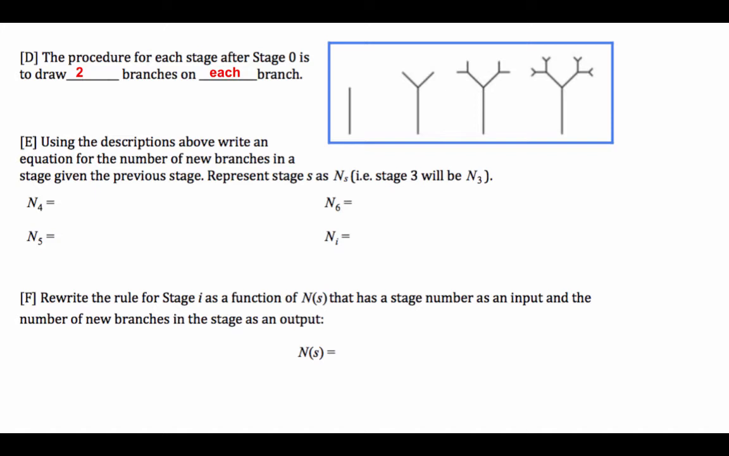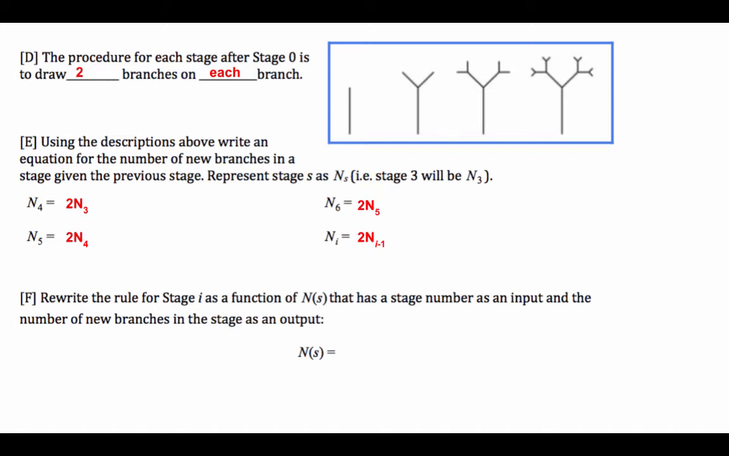So what does that mean? For stage 4, how many branches are there relative to stage 3? It's twice the one before. How about stage 5? It's twice the one before that, and so on and so forth. So the ith term is twice the one before that, which is i minus 1. The subscript just tells you which stage it is in. It's just a small notation for that.